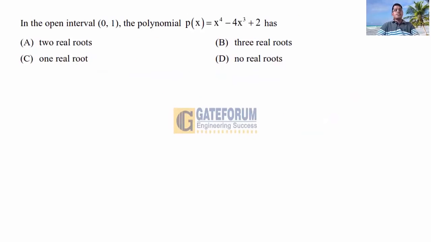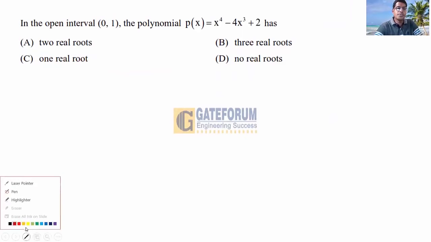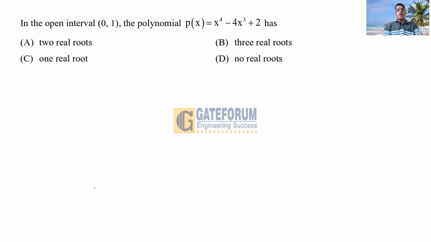The question is: in the open interval 0, 1, the polynomial P of x is equal to x power 4 minus 4x cube plus 2, and 4 options A B C D given. This question is from engineering mathematics, from the topic numerical methods.